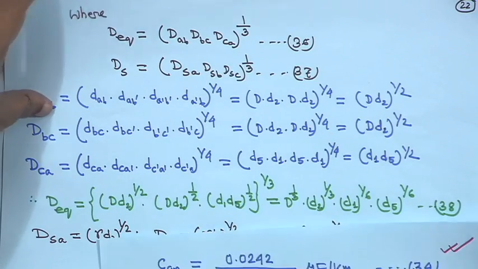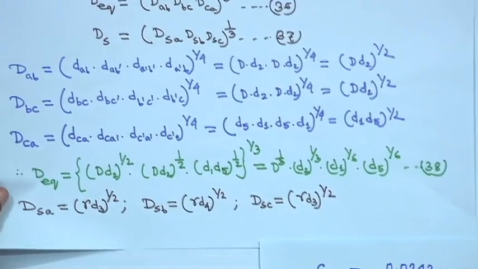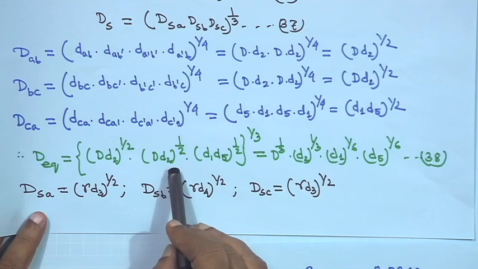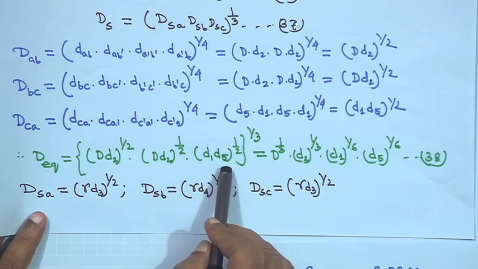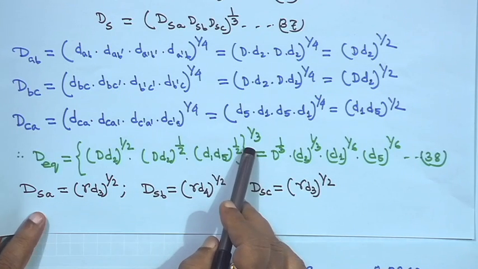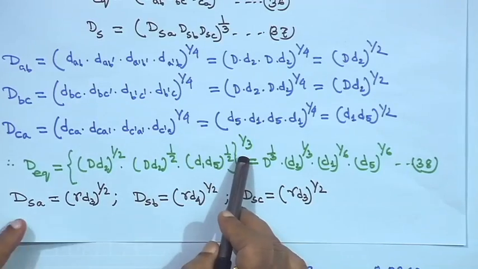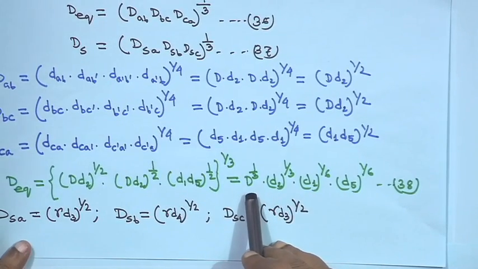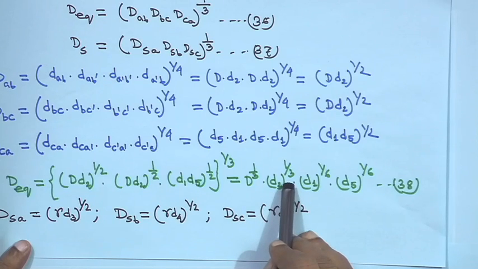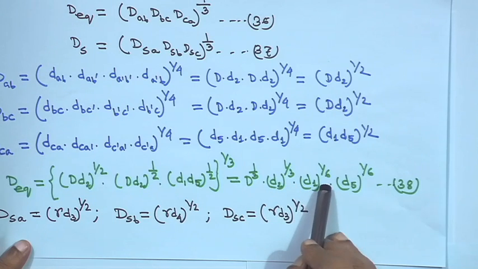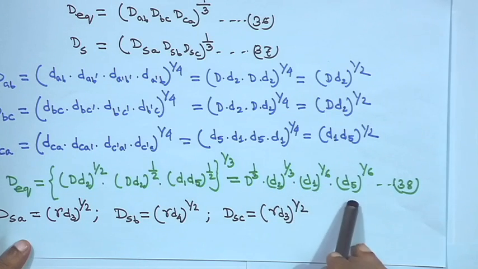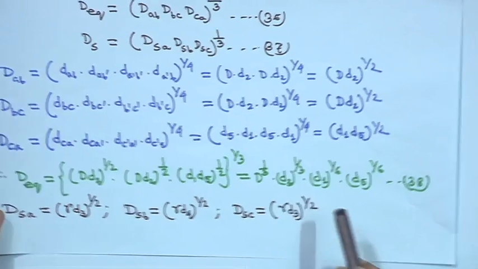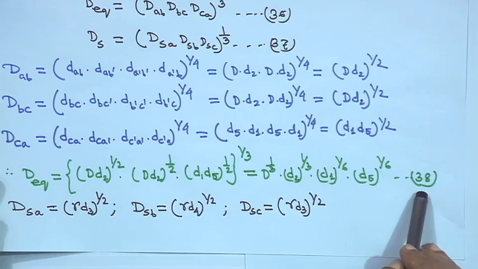If you do so, then D equal will come as D12 to the power half into D23 to the power half into D31, D5 to the power half, and the whole to the power 1/3. So it is equal to D to the power 1/3, then D2 to the power 1/3, then D1 to the power 1 by 6 and D5 to the power 1 by 6, right. So, this is actually equation 38, right.